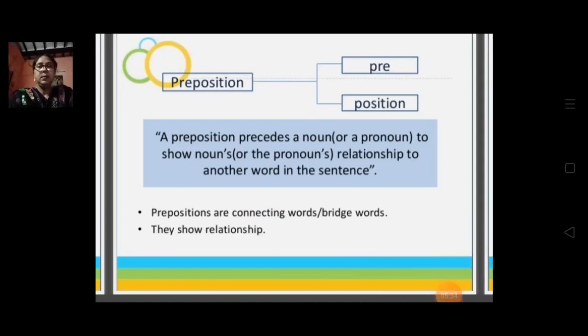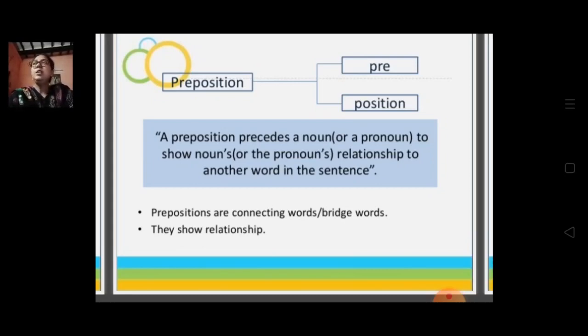Now let's see once again preposition. As we have discussed the definition of preposition, now here you can see once again we are going to revise preposition. It means pre plus position, so it is made with two words, that is pre plus position. A preposition precedes a noun or a pronoun to show the noun's or the pronoun's relationship to another word in the sentence. Prepositions are connecting words, bridge words.